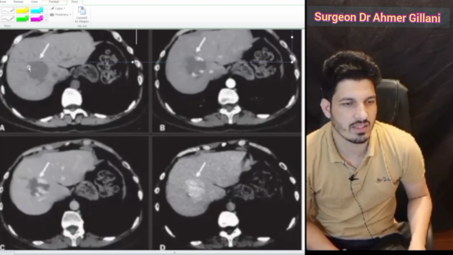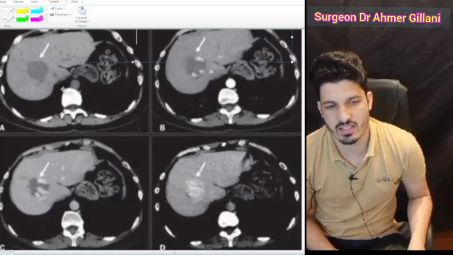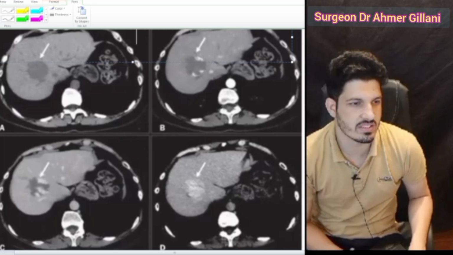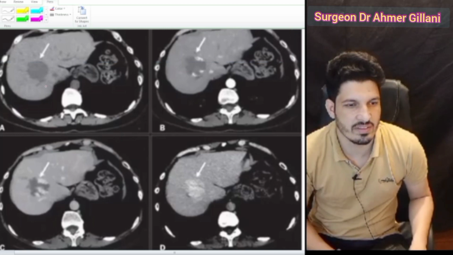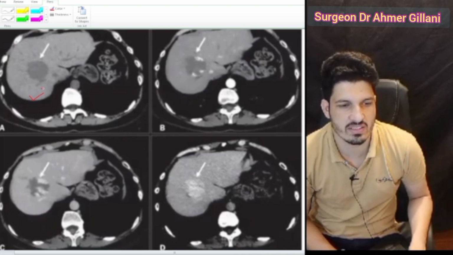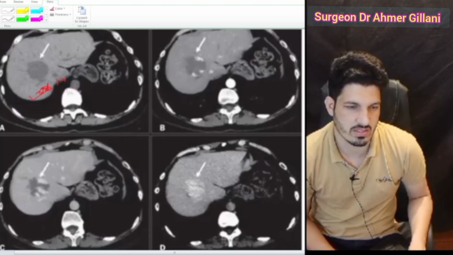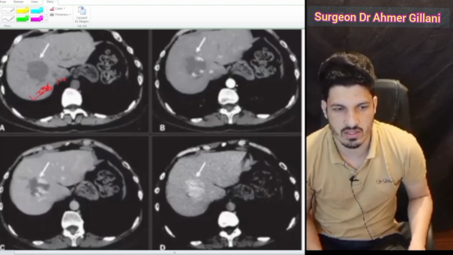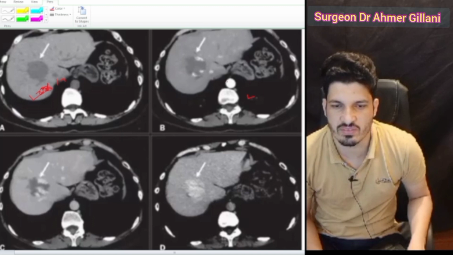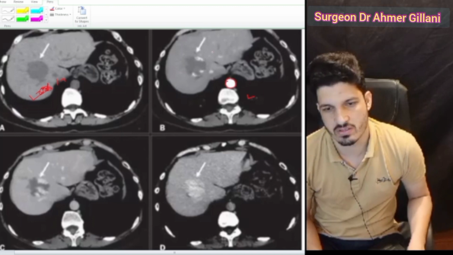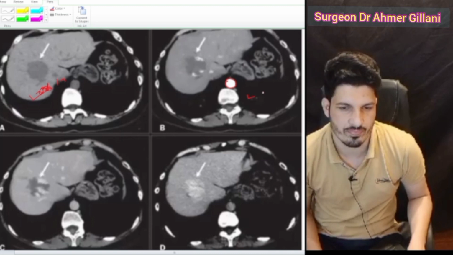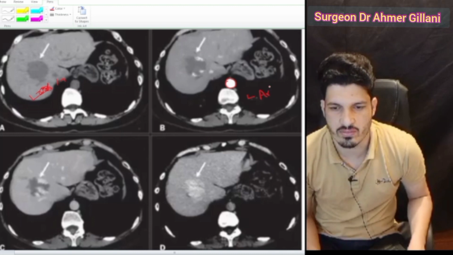So here you are seeing CT scan in various phases. The very first picture like this is without contrast. So no contrast is there, pre-contrast phase. And in this phase, this is the arterial phase. As the aorta, it's bright as compared to the liver. So this is the arterial phase.